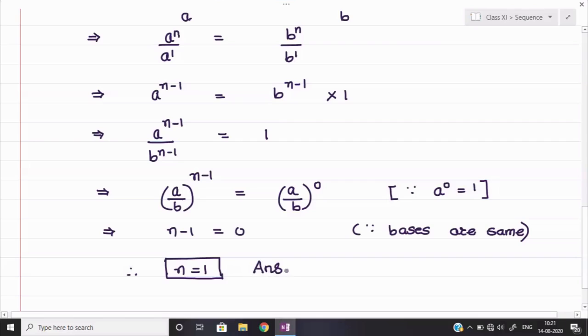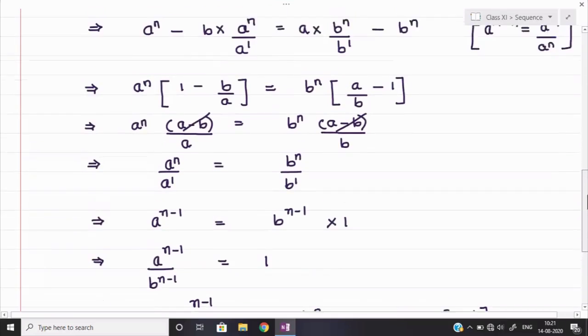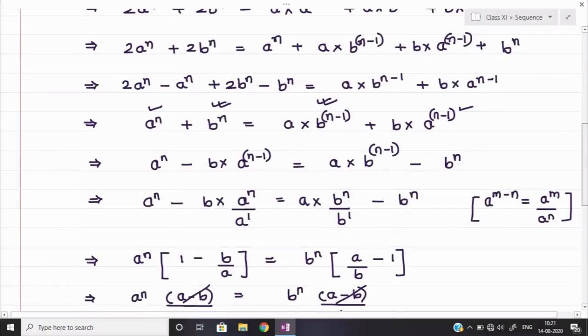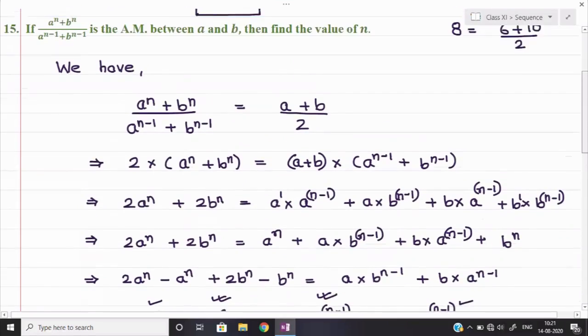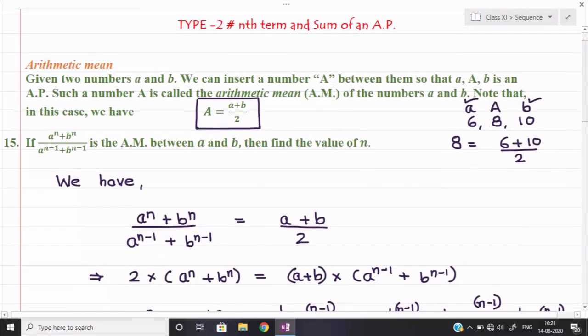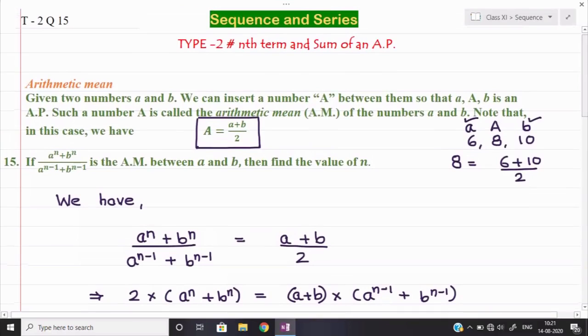The question was a little lengthy, but since some time was remaining in the session, I have taken this question. Next time onwards we shall take from question number 16 onwards. Please see this whole question afterwards, because it was a very lengthy question, and try to solve it on your own also. So next time we shall see from 16 onwards.